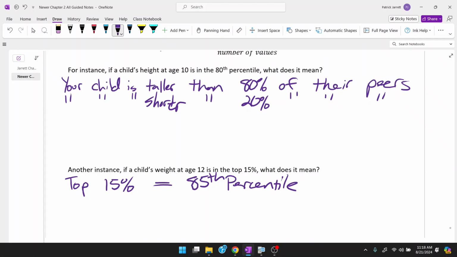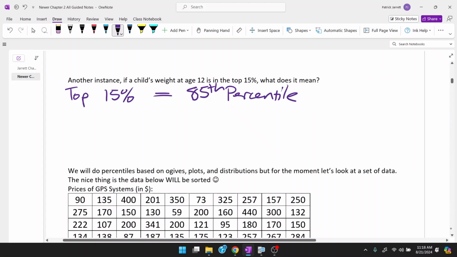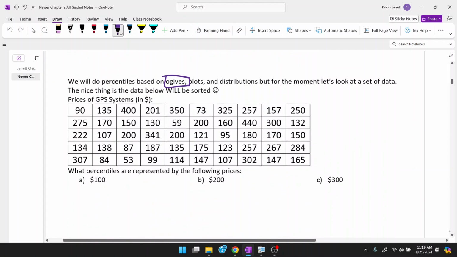Now, we're going to be dealing with percentiles mainly with ogives. We're not going to make ogives, but what we're going to do is read them. I think ogives are going to be kind of cool. This is an ogive. So, here are the prices of all the GPS systems. We're going to figure out the percentiles by the following price.